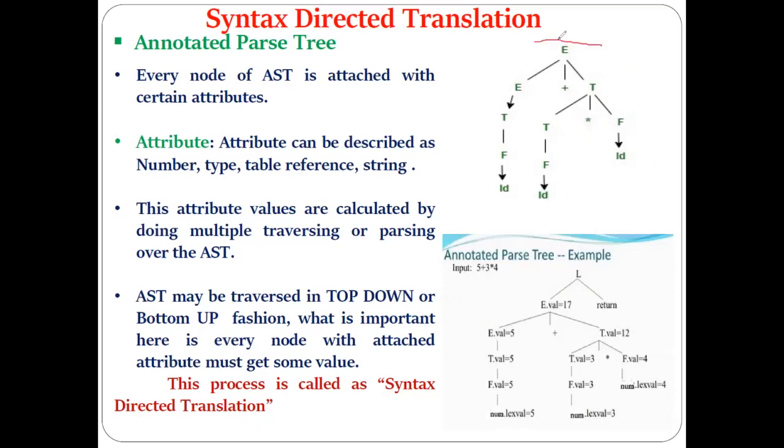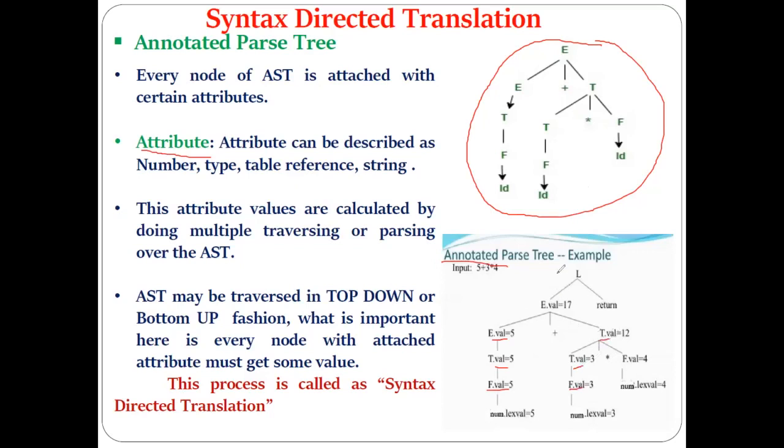Annotated parse tree means attaching extra information to whatever output you are receiving from the syntax analyzer, such as the abstract syntax tree, in the form of attributes. That is called an annotated parse tree. So these are the attributes you have attached. Now these attributes get attached with the help of the grammar that I will tell you.